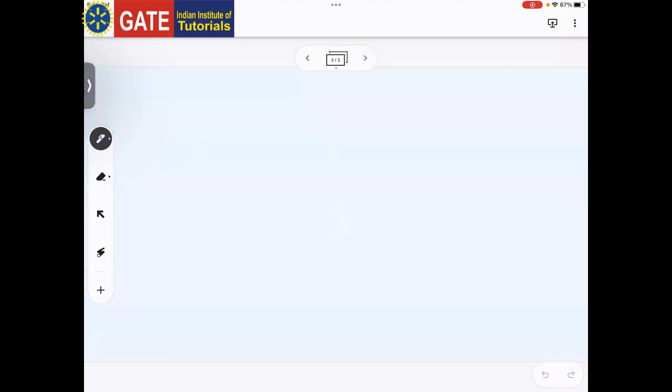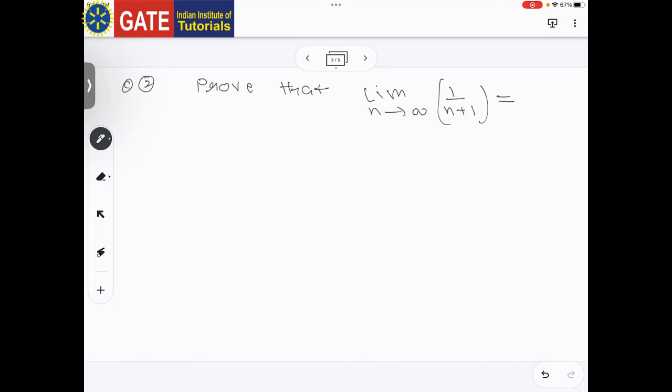Next question. Prove that limit n tends to infinity of 1 by n plus 1 is equal to 0.